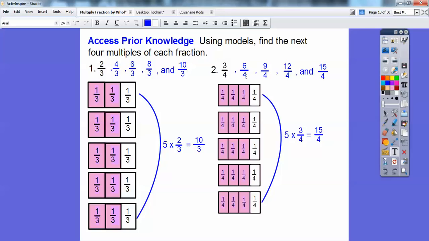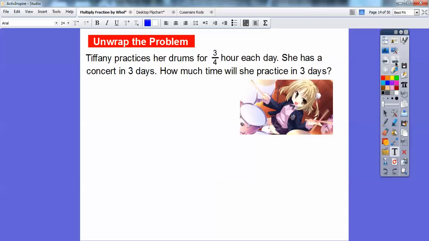Look, the denominators are staying the same. The numerators we're just adding plus 3, plus 3, plus 3, plus 3. Over here, the denominator stayed the same. We just added plus 2, plus 2, plus 2, plus 2. Okay? We'll talk more about that pattern in just a minute here. All right, so let's try a problem here.